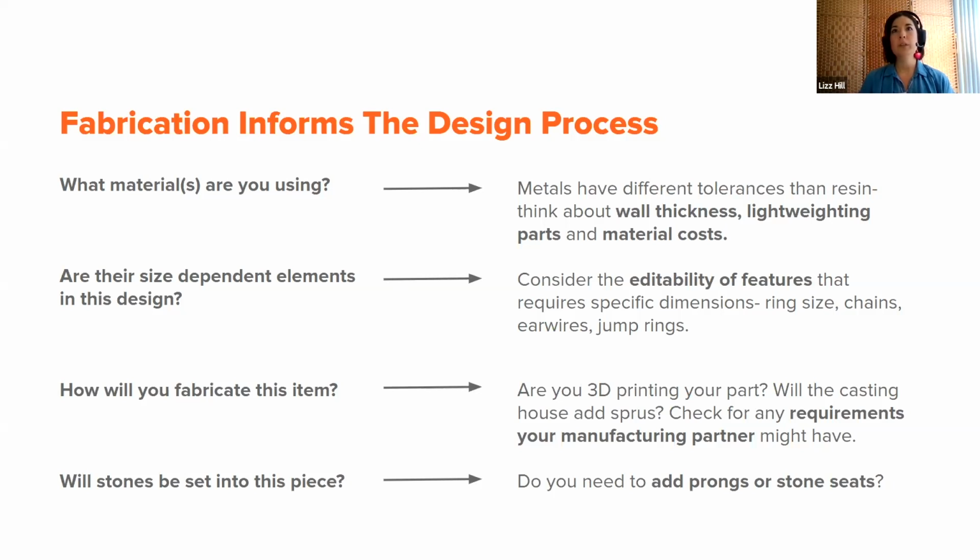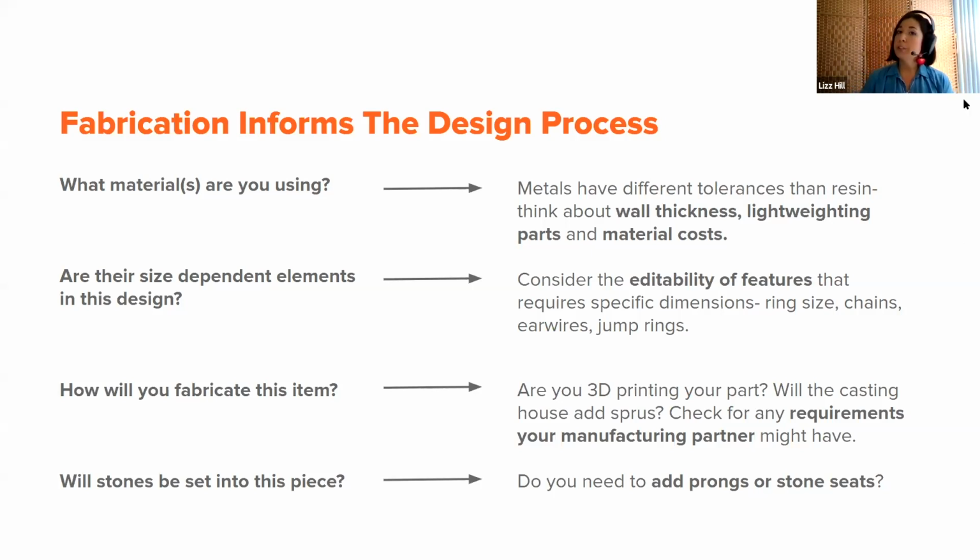So consider the editability of features. Items like ring size, chains that you might be attaching, ear wires, jump rings. These are all the types of things that you will want to think about when you're building your model. If I'm building something that has a size 6 ring size, what if I have a customer that's a different size than a size 6? What if I would like to size it up for myself? Think about how you can make your model as easy to edit as possible down the road if you need to.